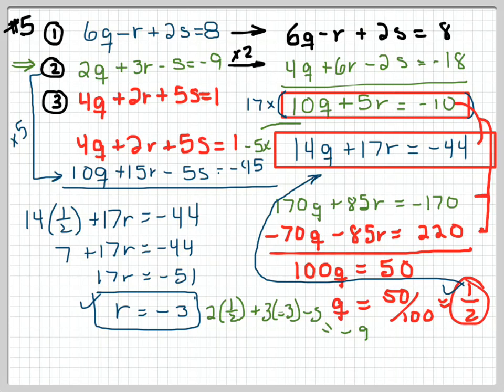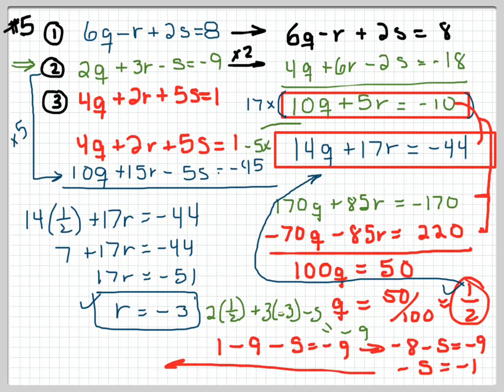If you read all that, I'm running out of room here, but we'll simplify all those. 2 times a half is 1, 3 times negative 3 is negative 9, minus S equals negative 9. It's negative 8 minus S equals negative 9. So negative S, adding 8 to both sides, is negative 1. And so, coming back over here, S is 1.